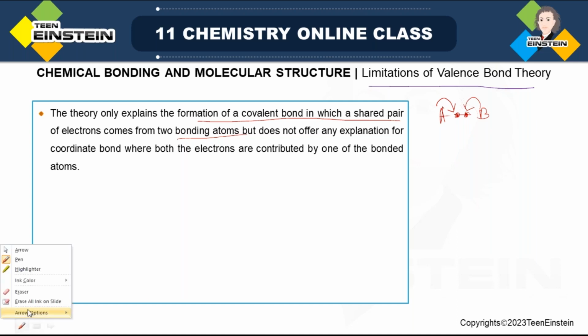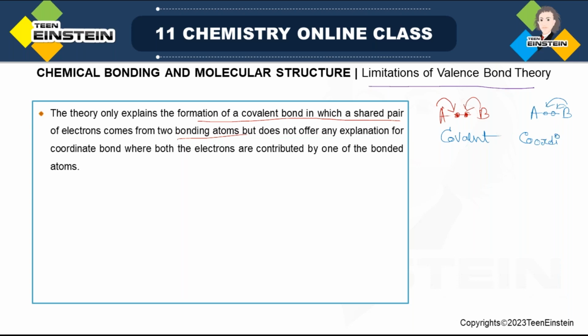But remember, there is another type of bond formation also possible, as already mentioned in this unit, where both the electrons are coming from the same atom. And once it has been contributed from B, then it behaves as a covalent bond. So this is a covalent bond. But the second one is known as a coordinate bond, or sometimes it is also called a covalent coordinate bond. This theory can only explain covalent bonds. It cannot explain coordinate bonds, where both the electrons are contributed by one of the bonded atoms. This is a limitation.